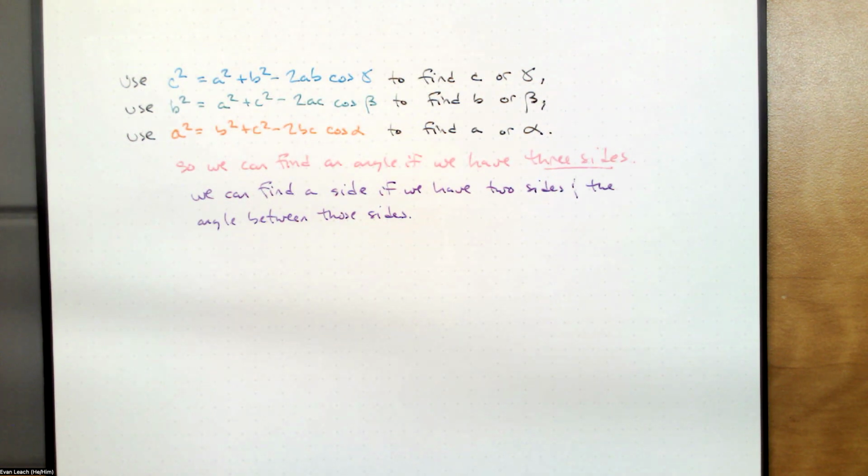Two sides and the angle between those sides. So if I have A, B, and gamma, gamma is the angle between A and B. Beta is the angle between A and C. Alpha is the angle between B and C. Here are the two situations where we could use the law of cosines to find something.